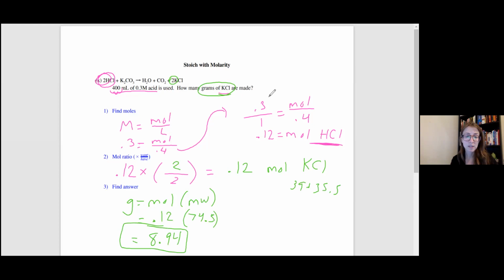The only way these could be different is maybe I give you the grams and I end up asking for the volume or the molarity. The order that you use the formulas might change, but these steps don't. Find the moles of whatever you can, do a mole ratio to get it to be about the compound you actually care about, and then find your answer. That's it.